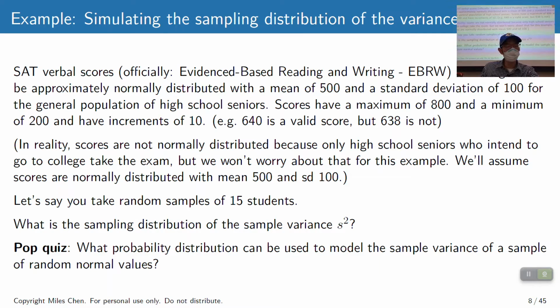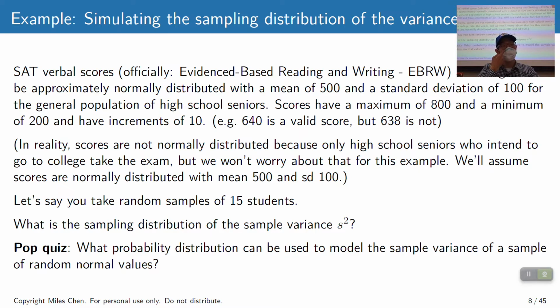Let's say we're going to take a random sample of 15 students, and we want to know the sampling distribution of the sample variance S squared. Do you guys remember from 100B what the sampling distribution of the sample variance is? What theoretic distribution would you use? Chi-squared, okay, good. How many degrees of freedom? If you're not sure, n-1 is a good number for degrees of freedom.